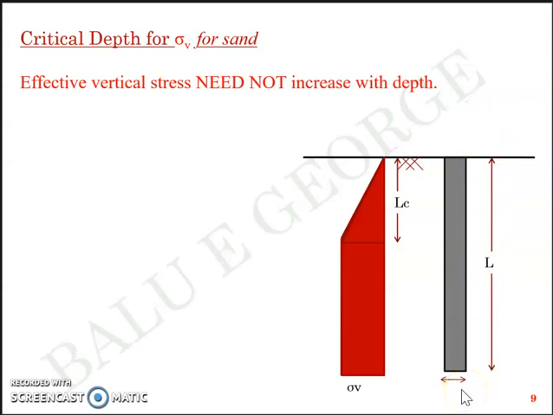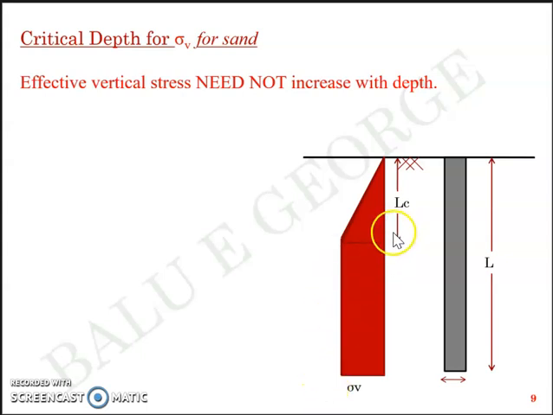So the critical depth theory says that sigma V need not increase linearly with respect to the depth. Instead, it can increase up to a certain depth called a critical depth, and later on it can remain, or it should remain, constant. So it linearly increases to a depth which we call a critical depth. Sigma V increases up to that value, and later on it remains the same.